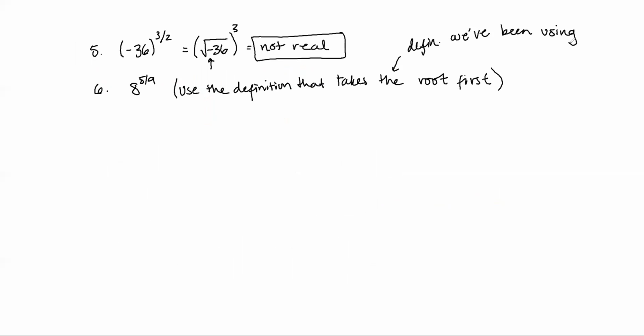And so let's go ahead and put this into the form that we've already been using. So we're taking the 9th root of 8 and then raising this whole thing to the 5th. So we can't take the 9th root of 8. There's no whole number that multiplies by itself 9 times to give us 8. And so this is actually as far as we can go. This has been put into radical form, and that's all we can do because we can't simplify from there.